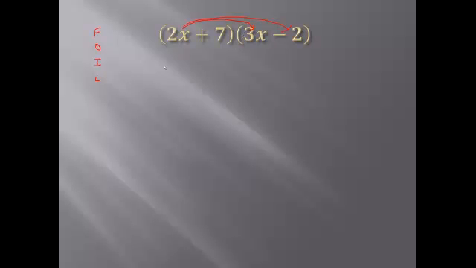So we'll have 2x times 3x would be 6x squared. And we'll have 2x times negative 2 would be negative 4x. And that's the first times the first and the outside times the outside. And then I like to take this 7 here and distribute to the 3x minus 2. So 7 times 3x is 21x. And 7 times negative 2 is negative 14. And then any like terms that you have, you go ahead and combine those. So I have negative 4x plus 21x will give me 17x.